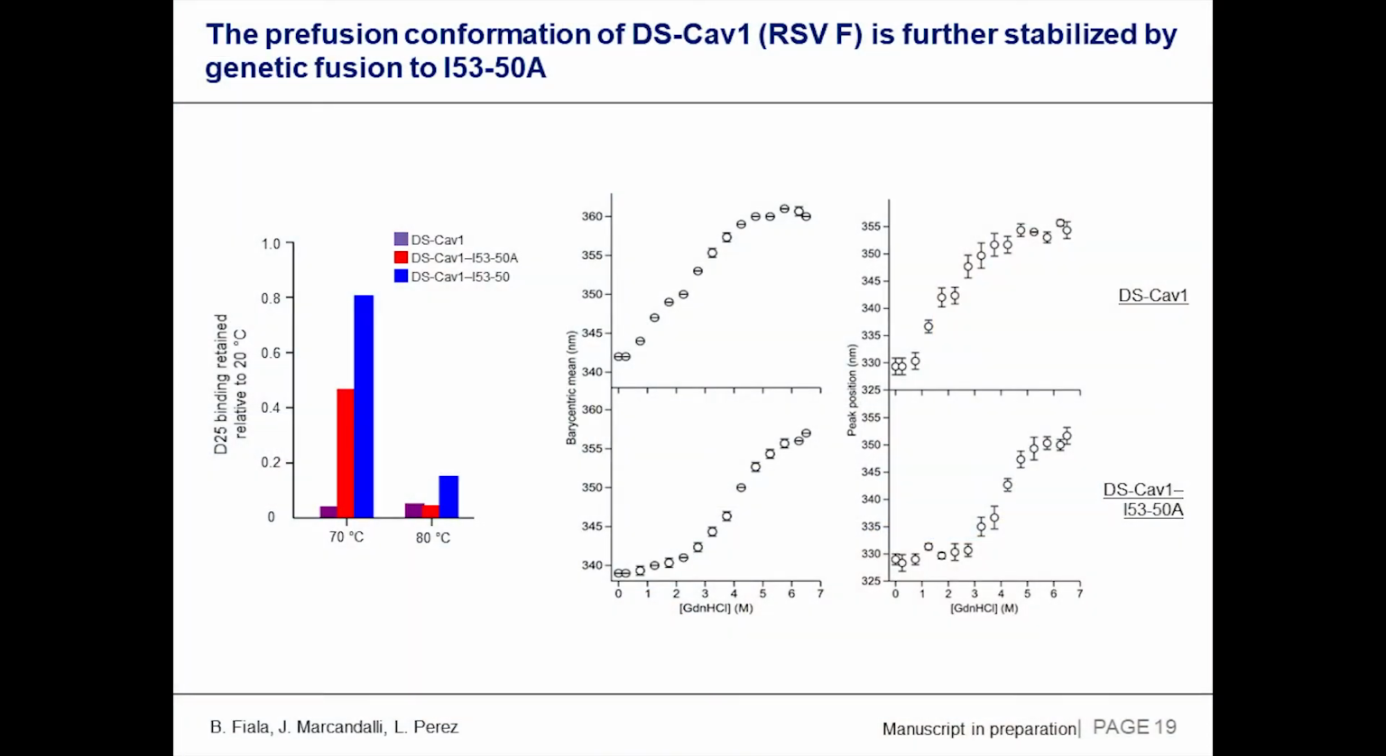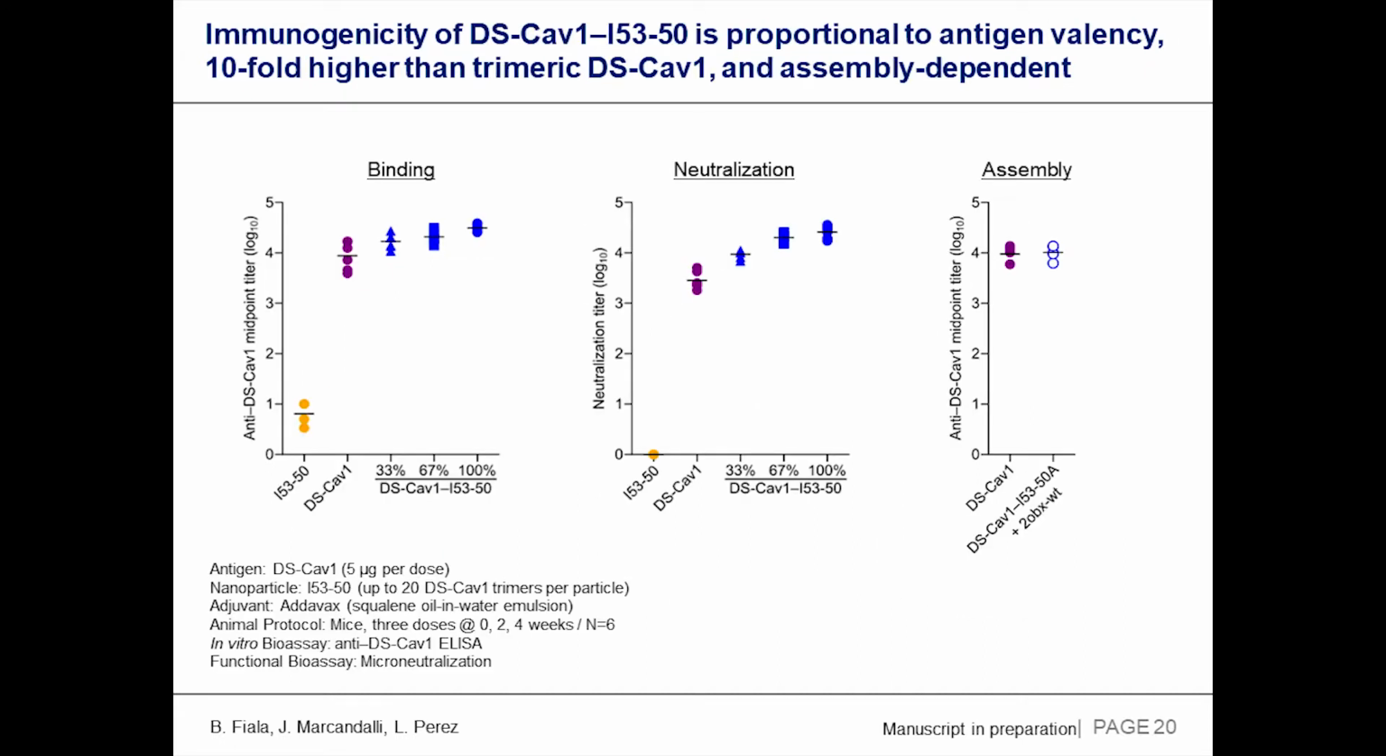We see the same thing, so we've interrogated this using 3 orthogonal assays. This is intrinsic tryptophan fluorescence, where we're doing guanidine melts, kind of classical protein biochemistry. And you can see this early transition here and here for DS-Cav1 that appears to be absent when it's fused to our nanoparticle subunit, again, suggesting this stabilization. And then, of course, what you really want is immunogenicity.